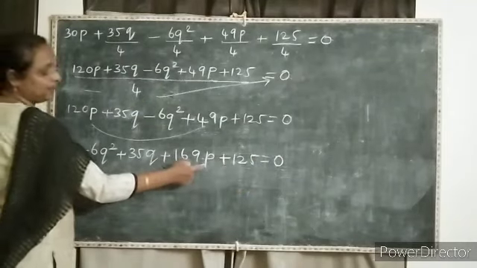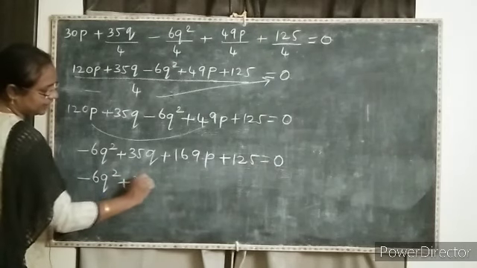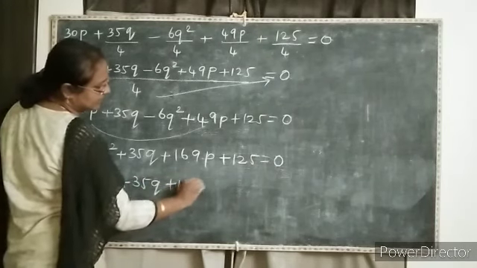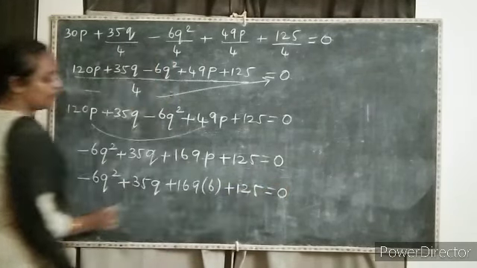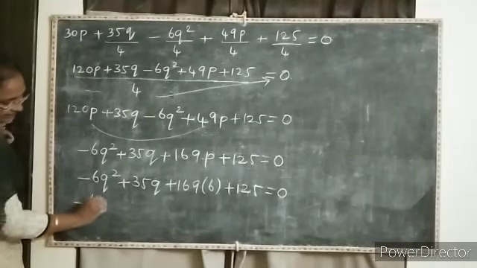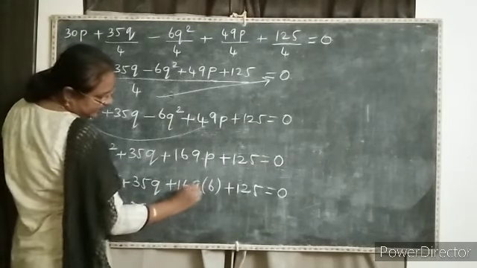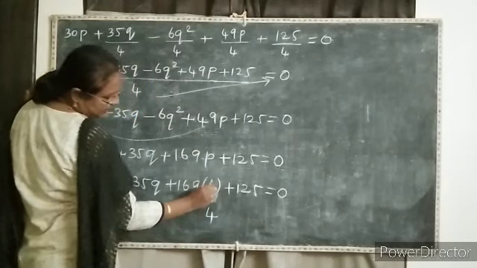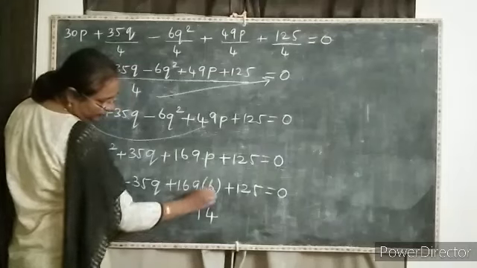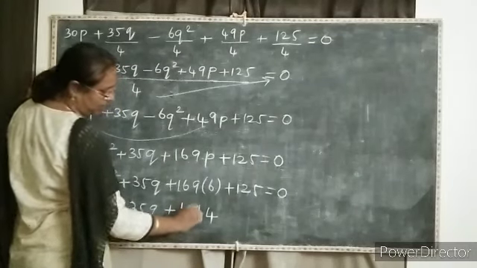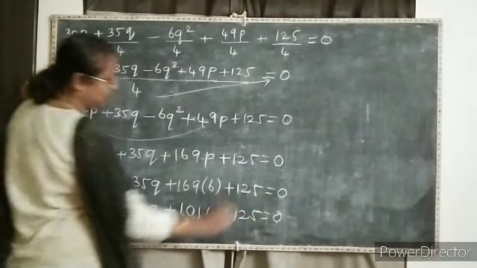Now I know the value of p. How much is that? 6. So minus 6q squared plus 35q plus 169 into 6 plus 125 equal to 0. Now what will be the simplified equation? Minus 6q squared plus 35q plus, 6 9s are 54, 5 remainder, 6 6s are 36, 36 plus 5 is 41, 4, 6 1s are 6, so 1014 plus 125 equal to 0.